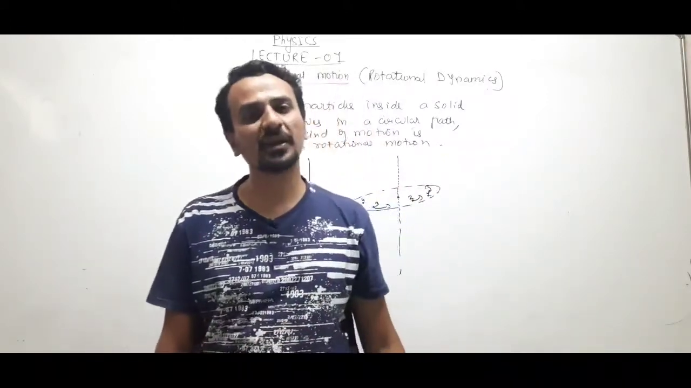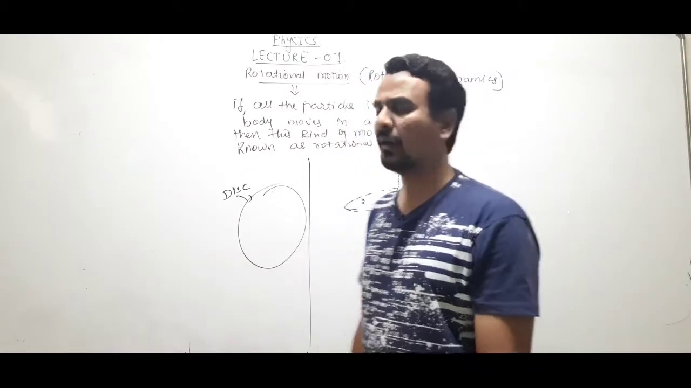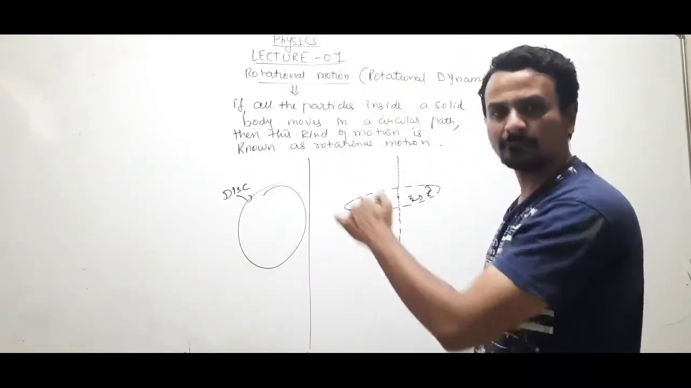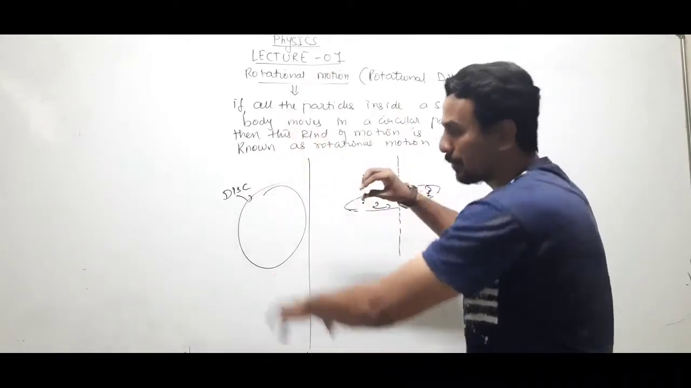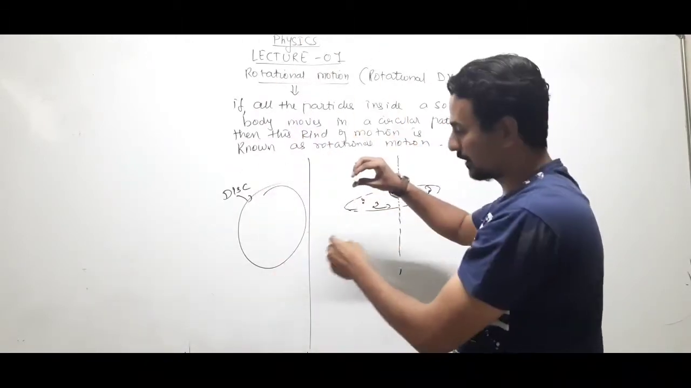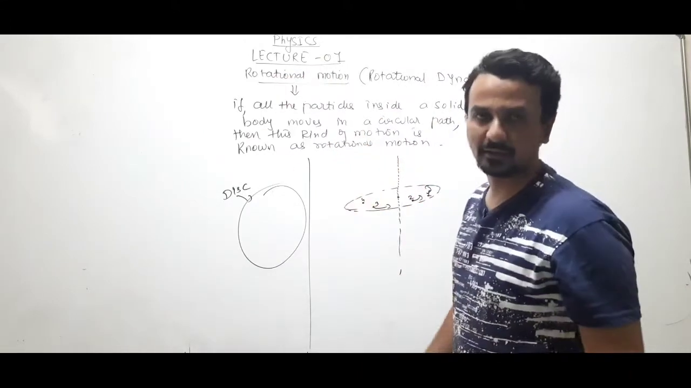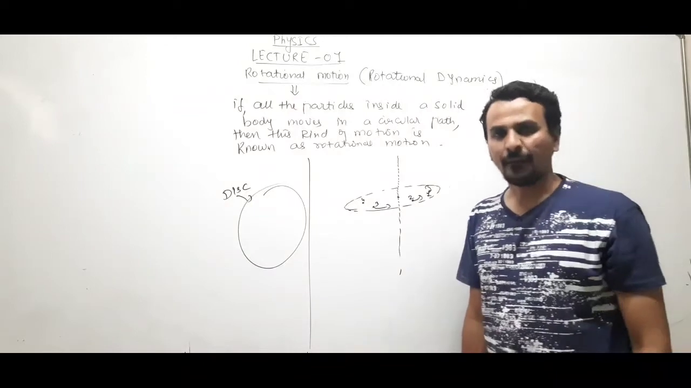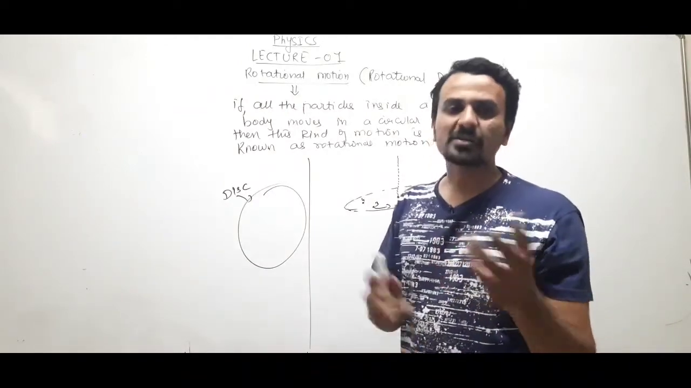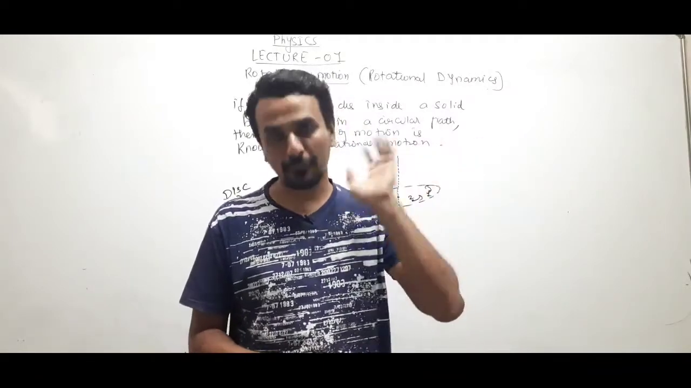This kind of motion is known as rotational motion. You can also understand this rotational motion like, if this is the body, I am fixing it here, and then if the body is rotated or allowed to move this way, then all the particles will be moving in a circular path, and that is known as rotational motion. Clear?